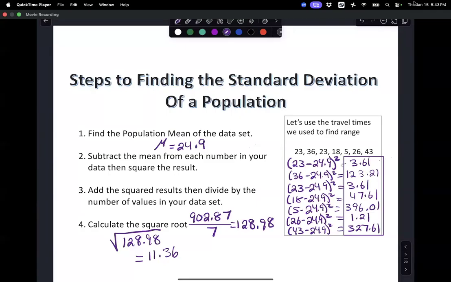I feel like, considering our data set, I feel like this is fairly large, but we do have a 38-minute range. And so it kind of makes sense that we would have a little bit of a large standard deviation. Questions before we move on? All right, we're going to do another one.